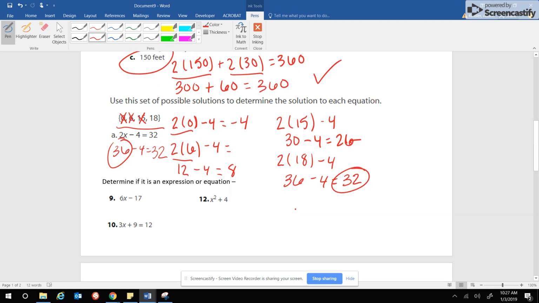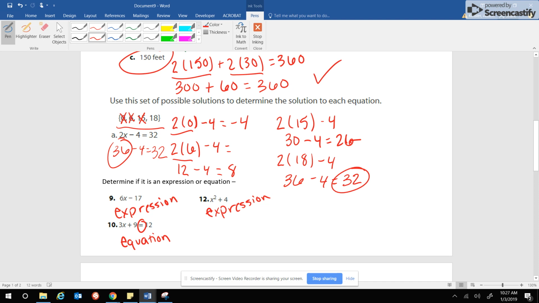All right, our last little part down here is we're going to determine if it's an expression or an equation. Now, this is really simple. Equations, like I've been mentioning, are equal. So if I don't see an equal sign, it's not an equation. So number 9 right there, 6x minus 17, there is no equal sign to be found anywhere, so that has to be an expression. 10, I have 3x plus 9 equals 12. Well, right here, I have an equal sign, so it's an equation. And then my last one right here, x squared plus 4, no equal sign, so it's an expression.